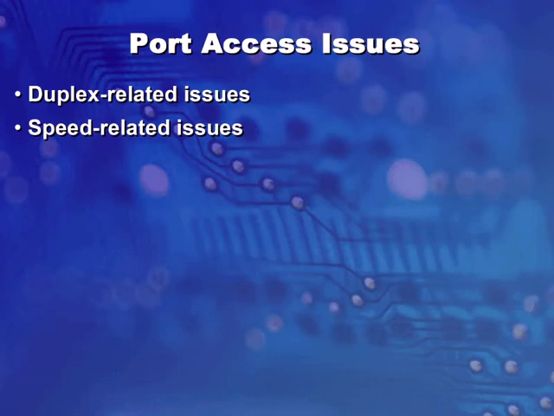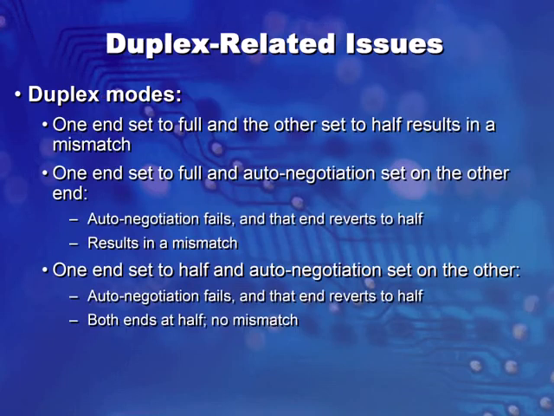So let's talk about two other issues here, and that would be port access issues, specifically duplex-related issues and speed-related issues. Duplex-related issues occur when there's a difference in the duplex settings between two devices attached to a switch. If you have one side set to full and the other side set to half, this results in a mismatch. That mismatch is going to make the machine run extremely slow. So if auto negotiation fails and one side reverts to half duplex and the other side reverts to full duplex during a failure situation, you've got a big problem. You have the same mismatch problem here as well.